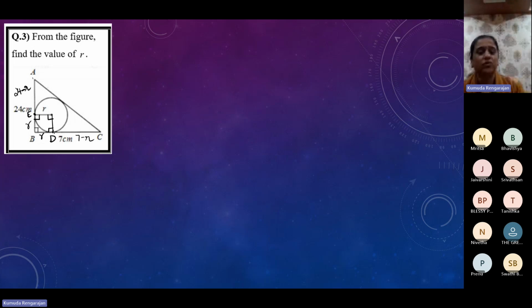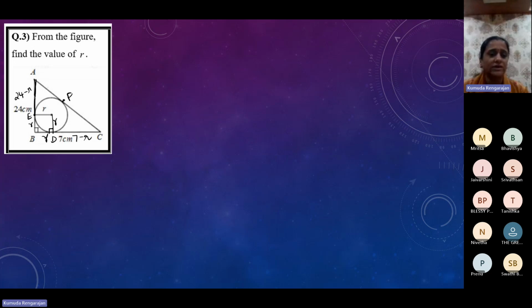The full thing is 24. Bottom little portion is R. So the top portion will be 24 minus R. This is R, so the rest of it is 7 minus R. This is R, so the rest of it is 24 minus R. Now we know that AE is equal to, let me mark this as F.